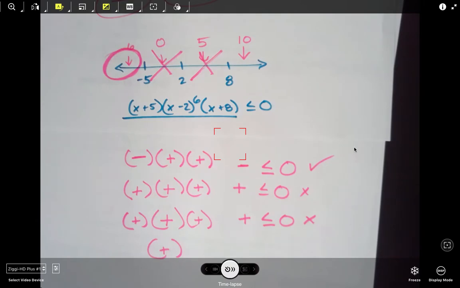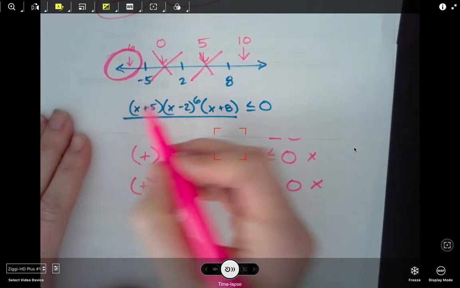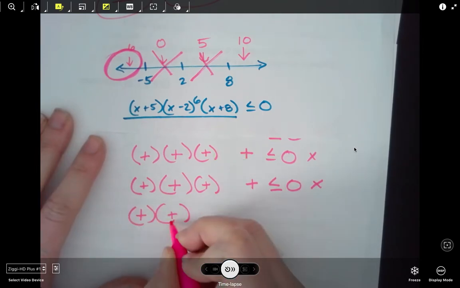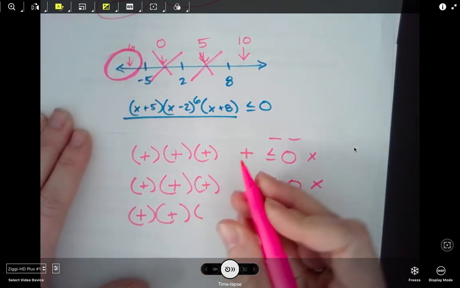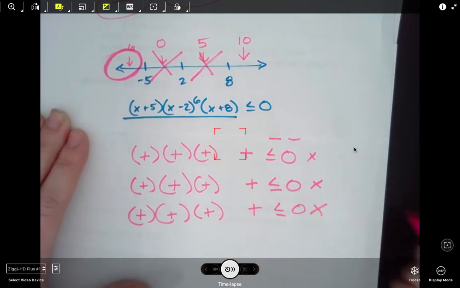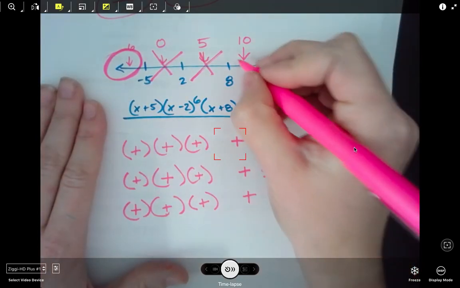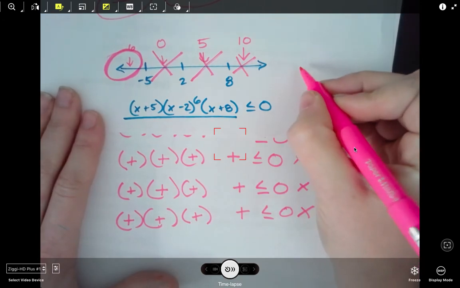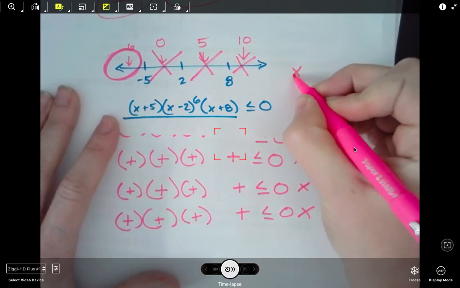Okay. Now the last one is 10. 10 plus 5 is positive. This middle one's positive again. X plus 8 is positive. Positive, positive, positive. Wrong. So the only answer that we should have is x is less than negative 5.